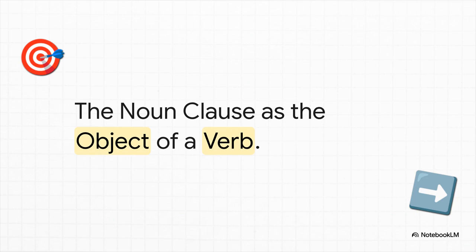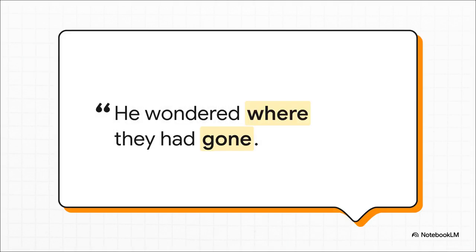Next up, a noun clause can be the direct object. All this means is that it's the thing that's on the receiving end of the verb's action. So, what did he wonder? He didn't just wonder about a place. He wondered about the whole concept of where they had gone. That entire clause is the object of the verb "wondered."